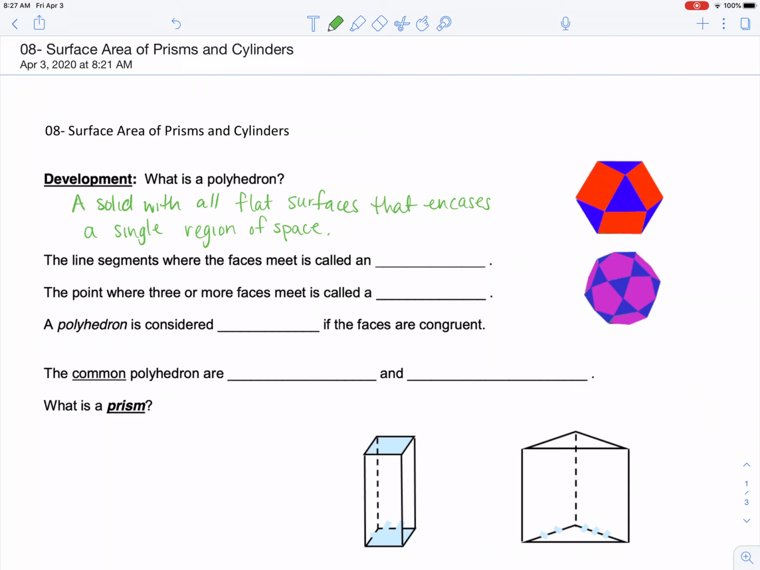The line segments where the faces meet, so like here where the faces meet, are called an edge. The points where three or more faces meet, so these points here, are called a vertex. A polyhedron is considered regular if the faces are congruent.